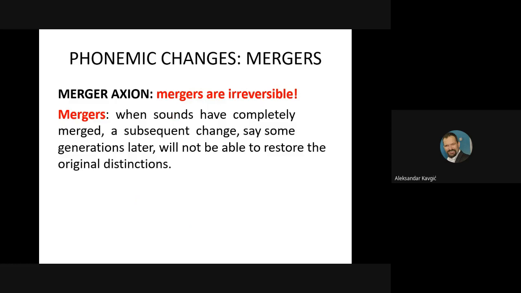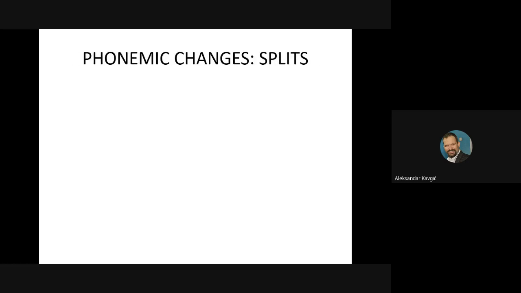And the other possible phonemic sound change is the opposite of a merger. That's a split. Split is also a city in Croatia, right? But let's not go into tourism. So splits are simply the opposite. You have one sound, let's say sound A, and that sound becomes two sounds, B and C.